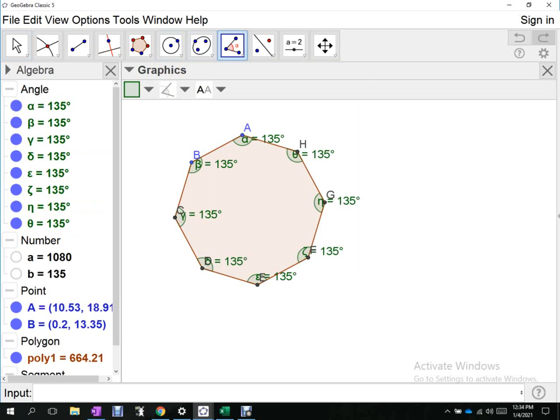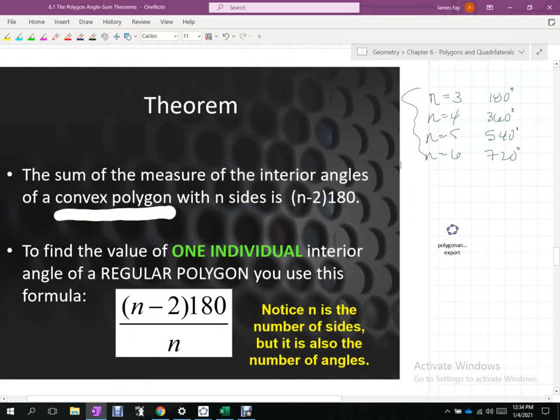All right, so that is that. And you heard me say the average, and that's what we're doing here. We're taking how many we have and dividing by n. So the sum of our angles, n minus 2 times 180, that's the sum of all our angles, and then divide by how many angles you have, and that is an average. And it's saying 135 in that case. So that's finding one individual interior angle of a regular polygon. Questions so far?